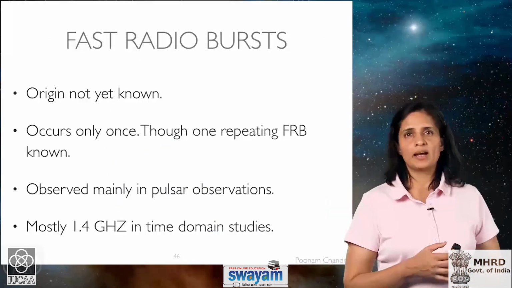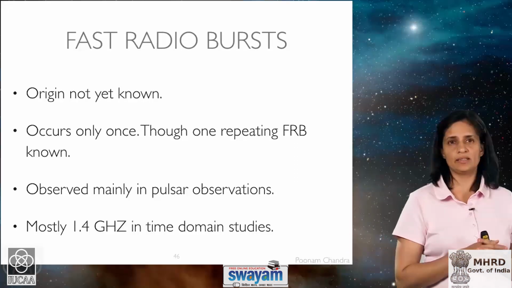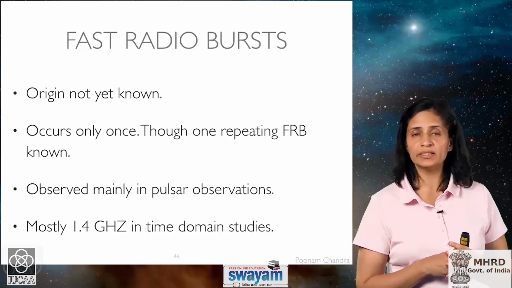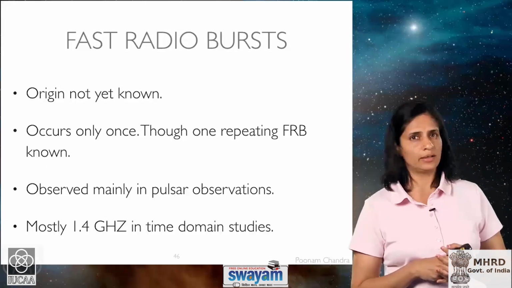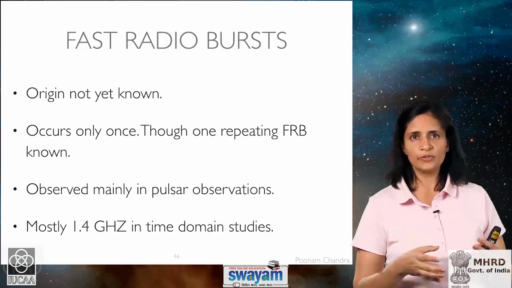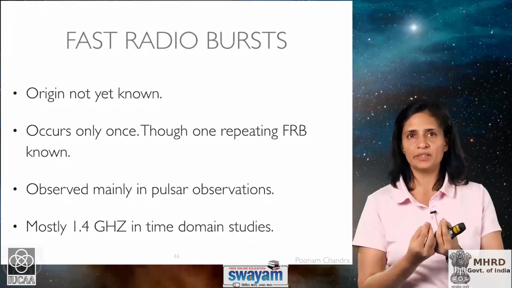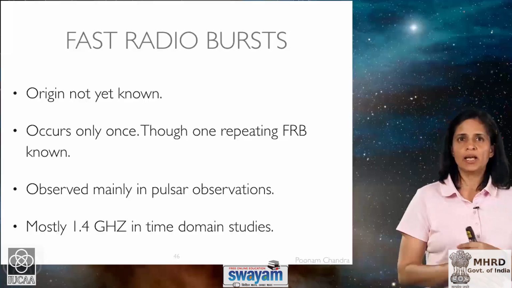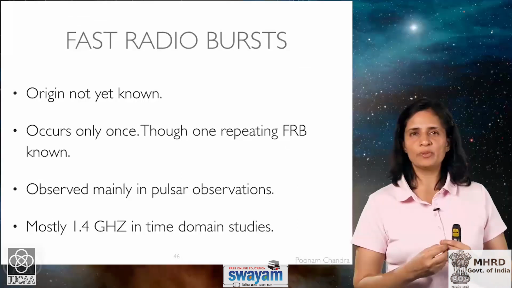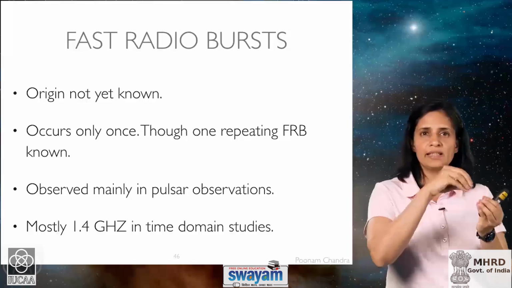Fast radio bursts, I will again repeat, have been seen only in the radio frequencies. They have in fact been mostly seen at 1.4 gigahertz frequency, and we have observed only a handful of them, maybe 30-35 of them, and they happen for milliseconds, and only one such burst has been shown to be repeating many times. Other bursts just happen for a millisecond and then they are over, and nothing is left to be seen.